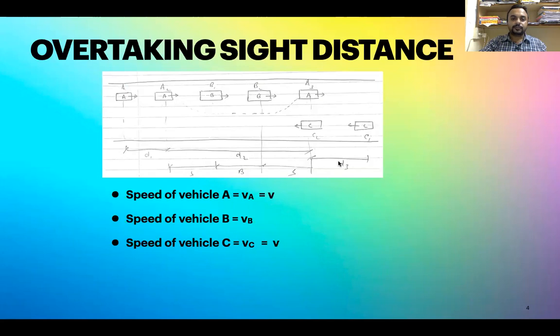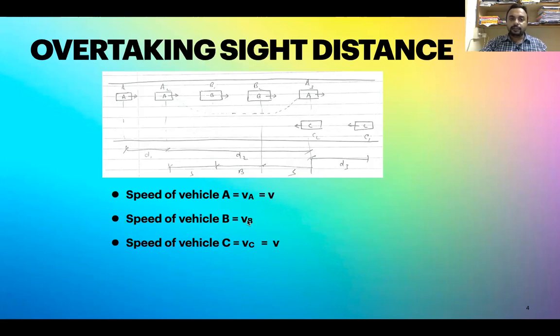Okay. So the speed of vehicle A is VA, vehicle B is VB, and vehicle C is VC. A and C are taken to be moving at design speed, and B is considered to be a slow moving vehicle. So since A and C are moving at design speeds, we are considering their speeds as V and the speed of vehicle B as VB. Now we will calculate the distance D1 first of all. Gradually we will calculate D2 and D3.